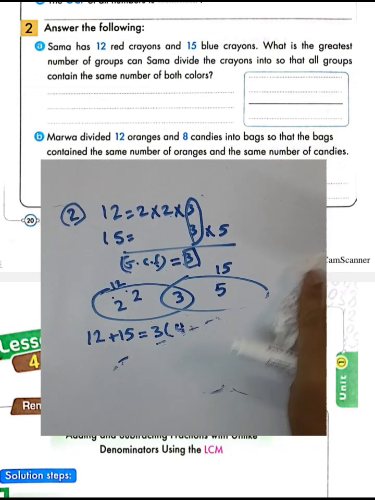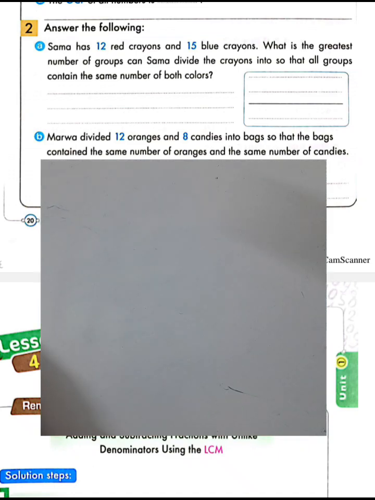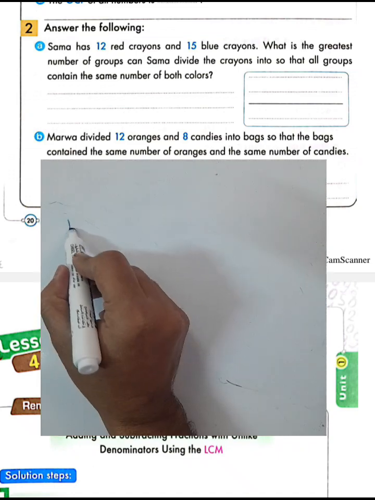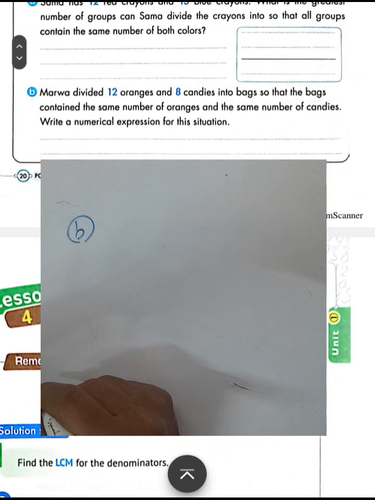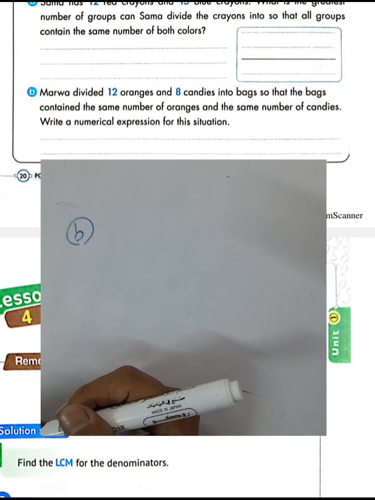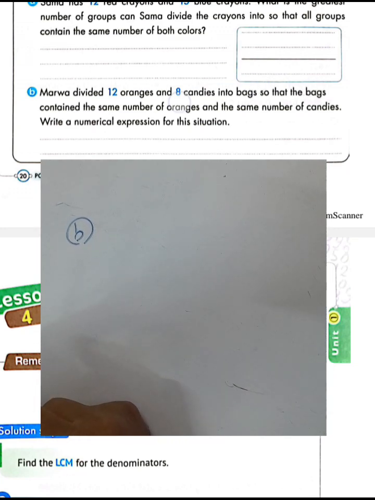Next question. Question letter B. Marwa divided 12 oranges and 8 candies into bags so that the bags contain the same number of oranges and the same number of candies. Write a numerical expression for this solution.